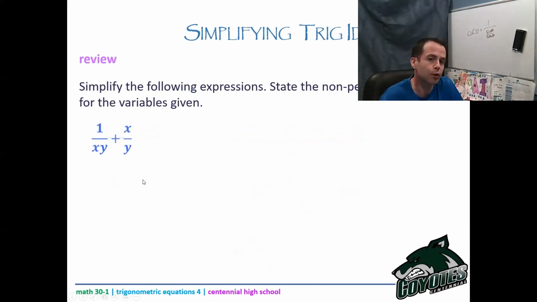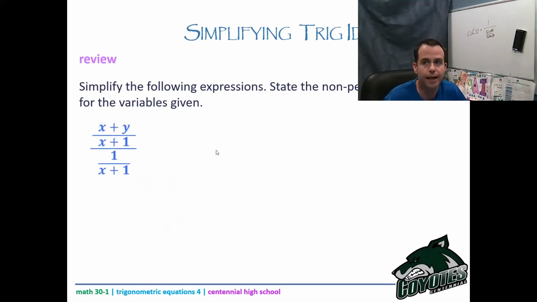If we take a look at 1 over xy plus x over y, let's talk about NPVs first. So x can't be 0 and y can't be 0 again. Then we're looking at, okay, a common denominator is going to be xy. This one's already set up as a common denominator, so I don't need to touch it. This one, I need an x on the bottom, so I put another x on the top as well. That will give me x squared over xy. So I'm left with 1 plus x squared over xy.